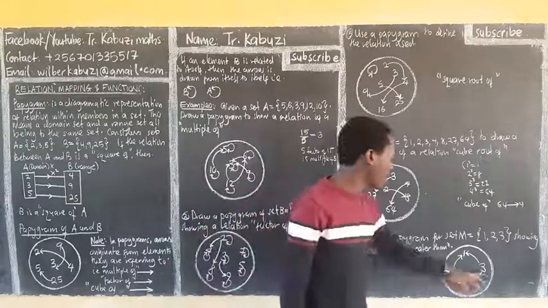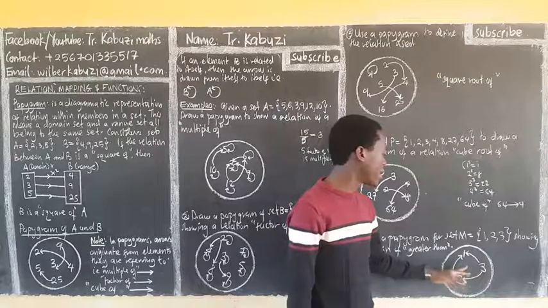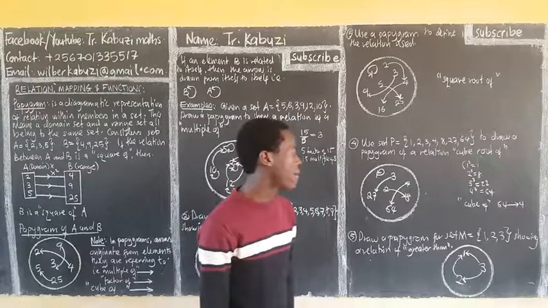Yeah. 3 is greater than 2. 3 is greater than 1. 2 is greater than 1. And that's all. So that's how you draw a papygram for greater than.